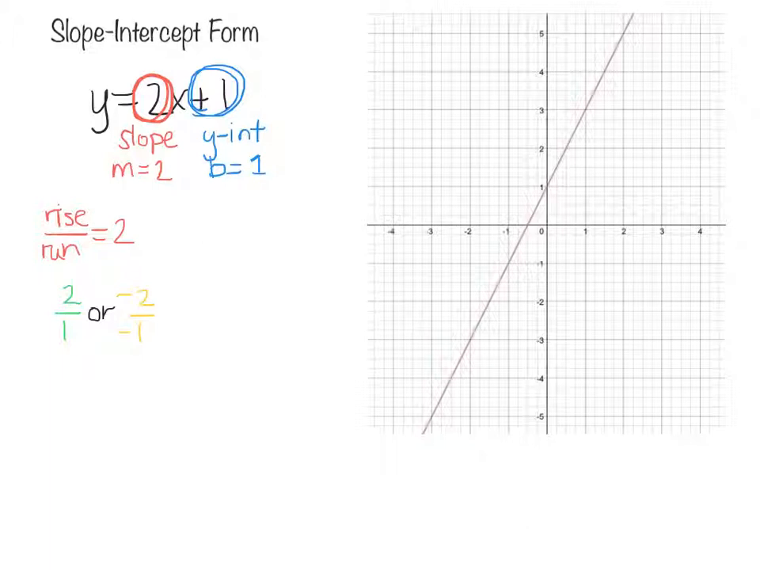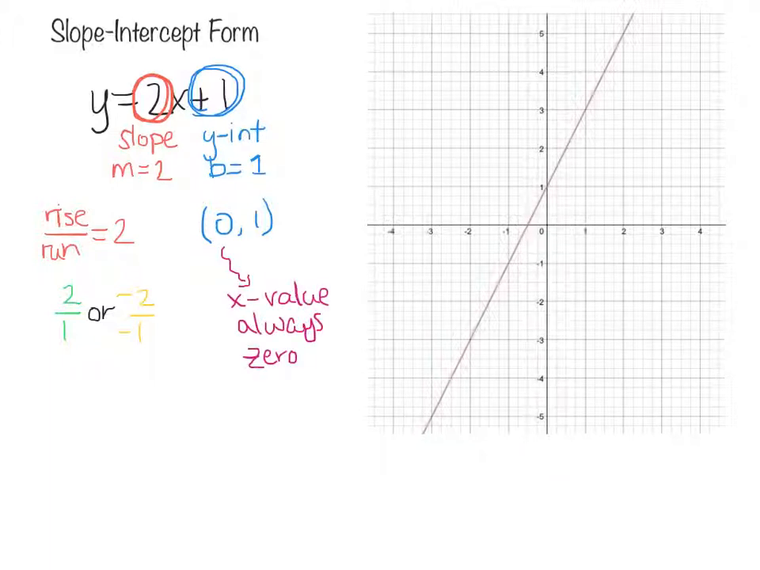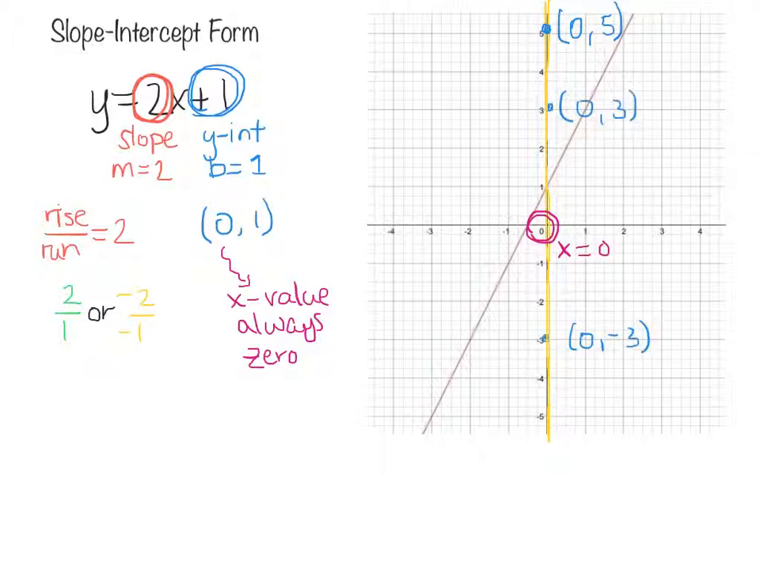Okay, now let's look at the y-intercept. The y-intercept here is 1, so I know that the coordinate point here will be 0, 1, because our x value for any y-intercept is always at 0. Why? Because the y-axis is at the value of x equals 0, so any point on the y-axis has to have an x value of 0. So this particular coordinate point is at 0, 1.